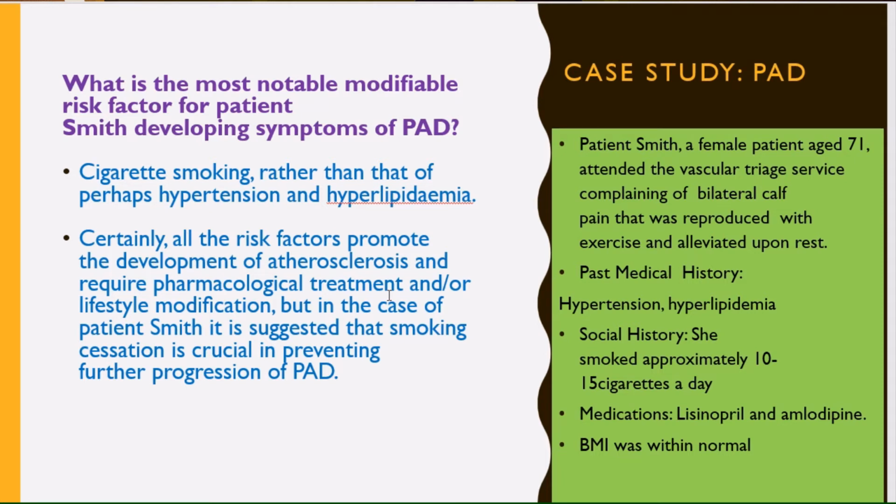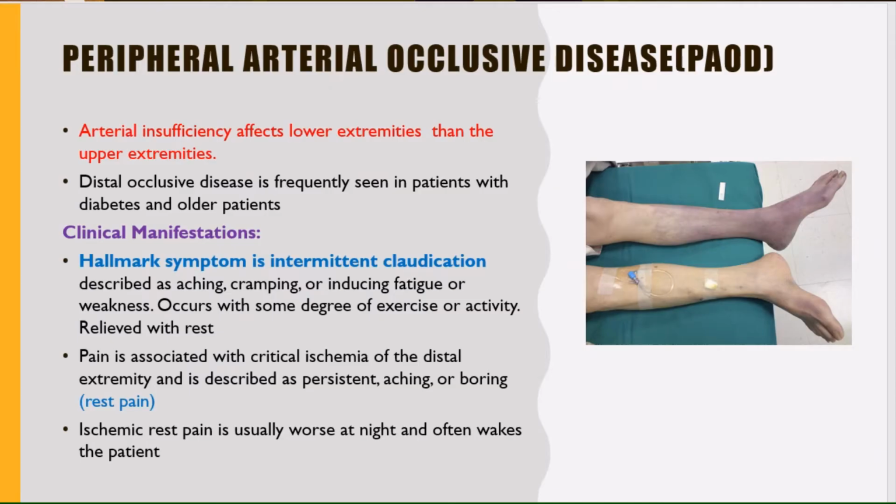So, smoking cessation is the crucial modifiable risk factor for this patient. So, lifestyle change is very important. As we are going to review the peripheral arterial occlusive disease.